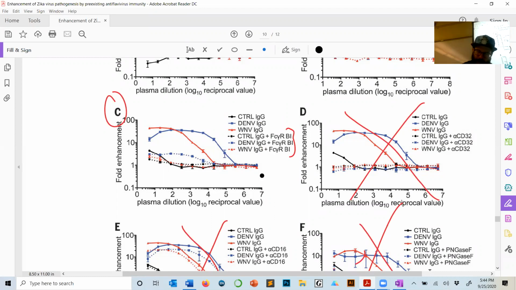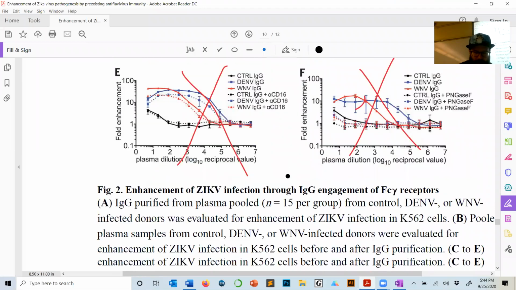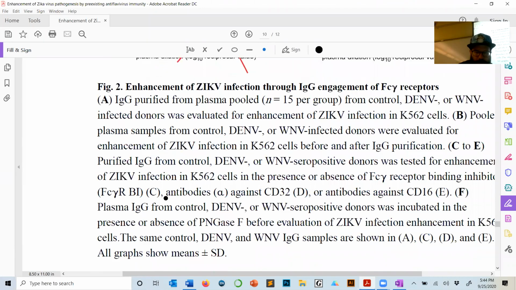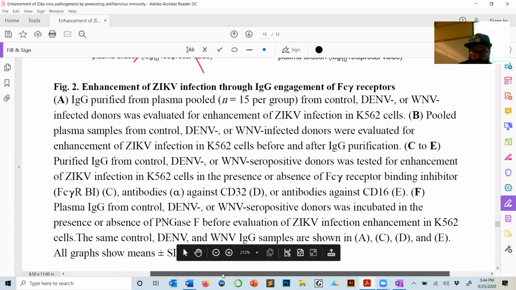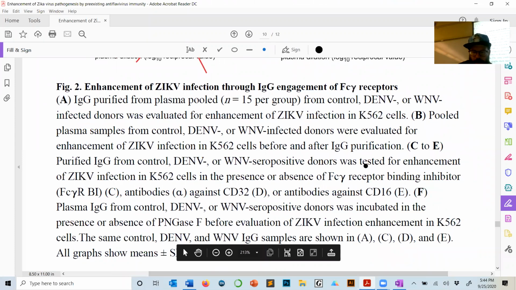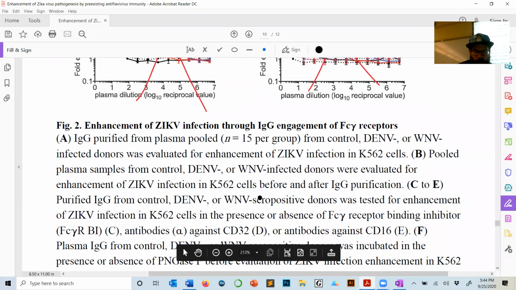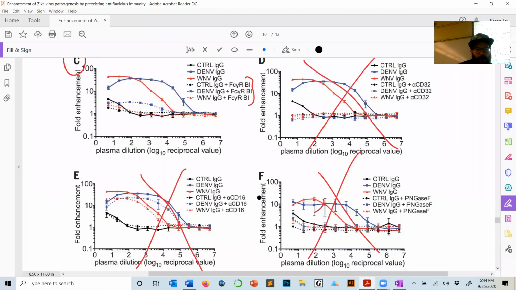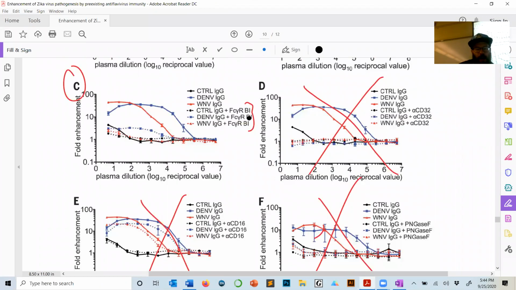Yes, I should. Okay, now I'm stuck. I should have read that more closely. Interesting. I'm looking at my notes. My notes say that they're depleting it. Let me look at the figure legend. Well, what does BI mean? Inhibitor. What's a binding inhibitor? BI. That's what they're saying. Okay, that explains it.